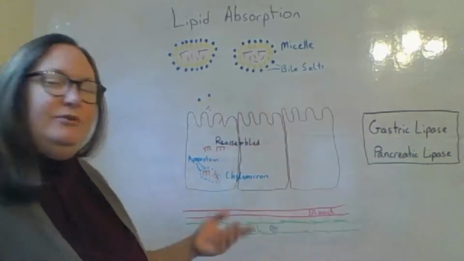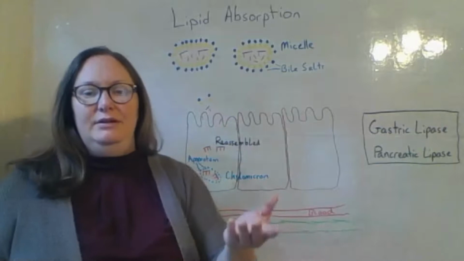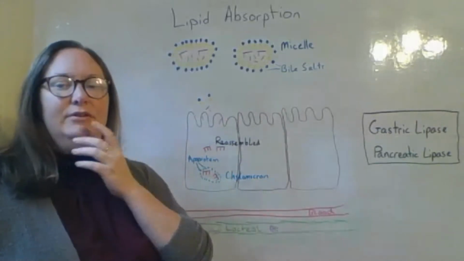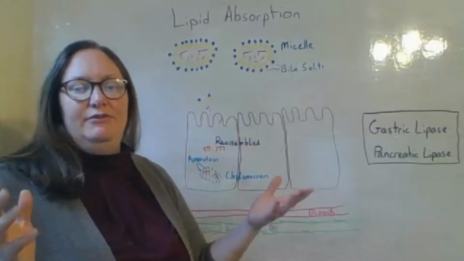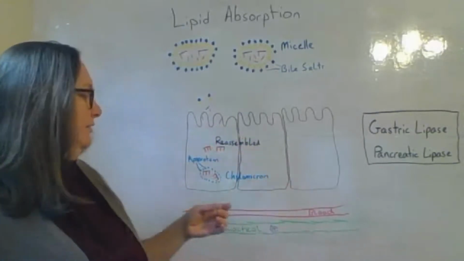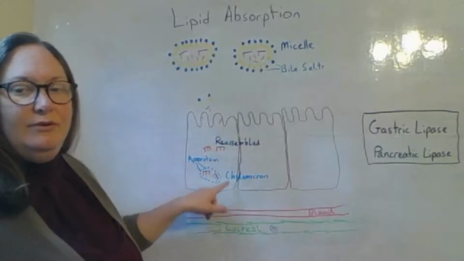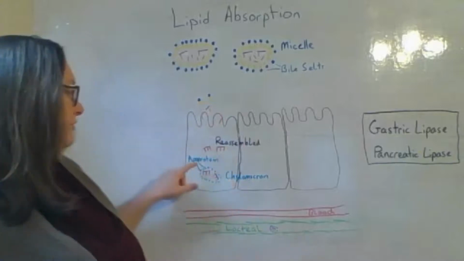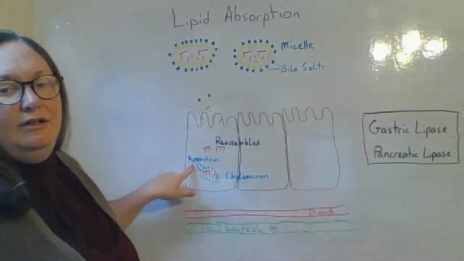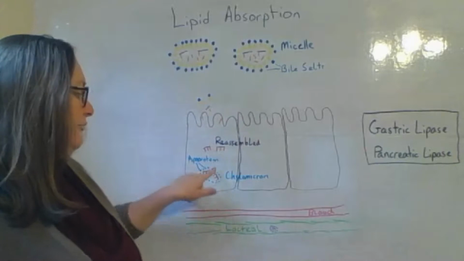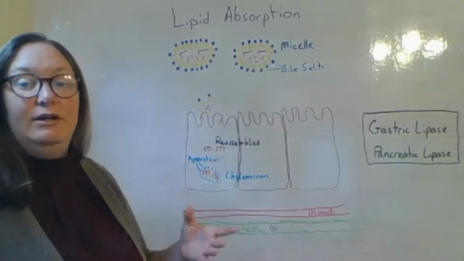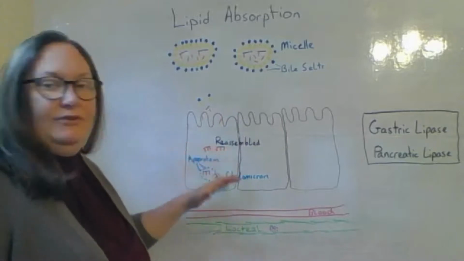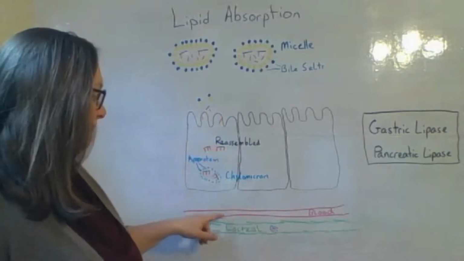Now, what do we do with them? Because we need to get them to the rest of the body, but they're still hydrophobic, aren't they? And our blood and the body is still hydrophilic. So what the cell does is it coats it in a protein coat, an apoprotein coat, in fact. And once that takes place, it's a chylomicron. It's really quite large at that point. And the cell sends it out by exocytosis.